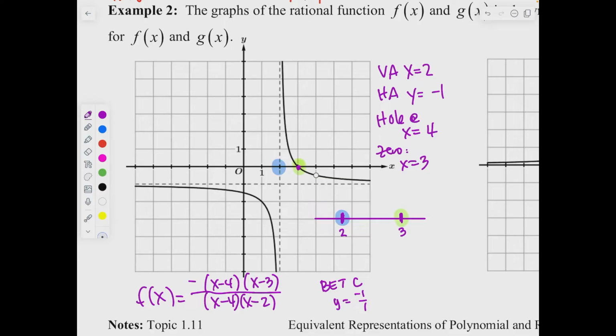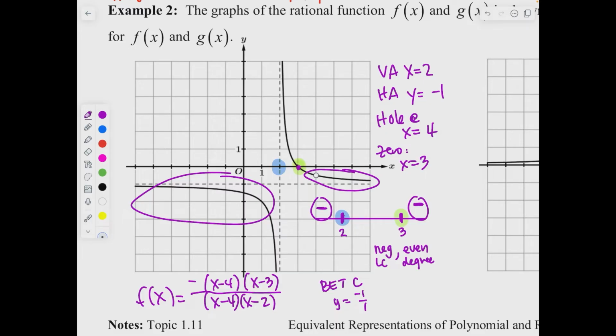Okay, and then what I'm looking at is my sign chart. To the right of 3, I see that my graph is below the x-axis, so I know that it's negative to the right of 3. And as I look at my sign chart to the left of 2, I notice that my graph is below. So that means that to the left of 2, I also have a negative. Because my end behaviors are both negative and negative, there's two things it tells me. It tells me that my lead coefficient should be negative and that my degree should be even.